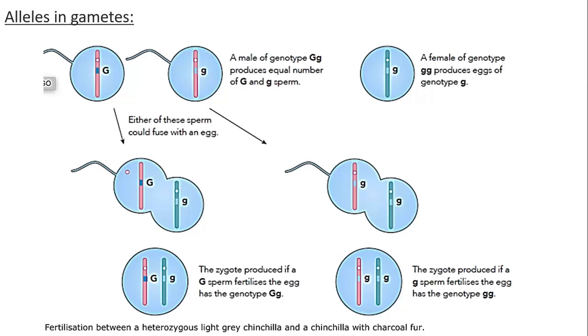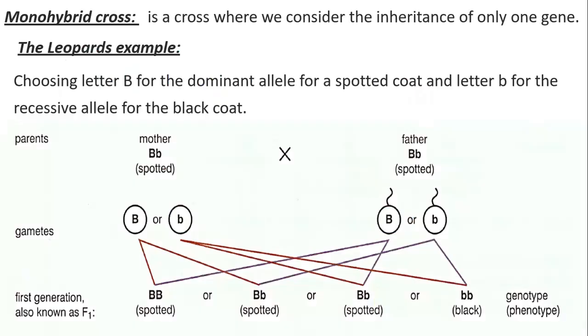Monohybrid cross. What does this mean? This means that we are only considering the inheritance of one gene. Do we actually in real life inherit one gene? Actually, no. We said that we have around 20,000 genes. So we will never inherit just one gene. But this is a way to trace the inheritance of only one gene. And of course, it's not 100% accurate, but it gives us an image of how we inherit a specific gene.